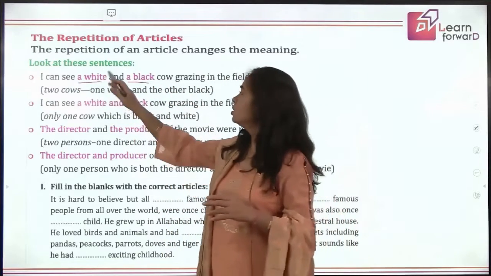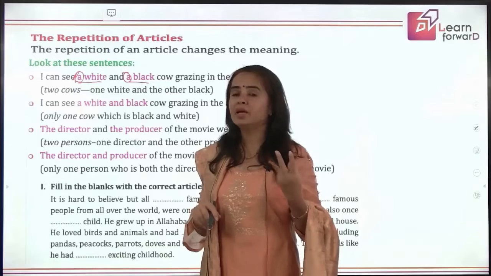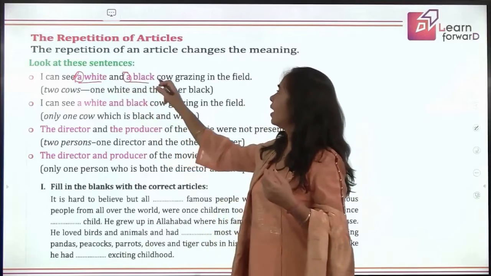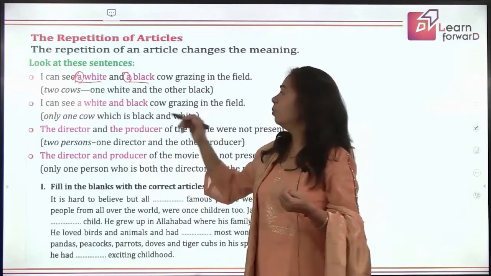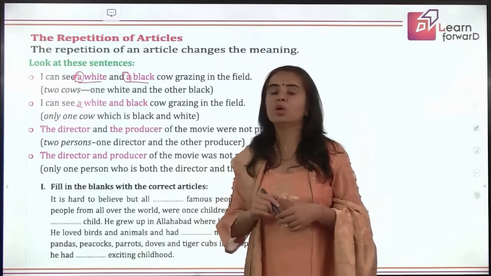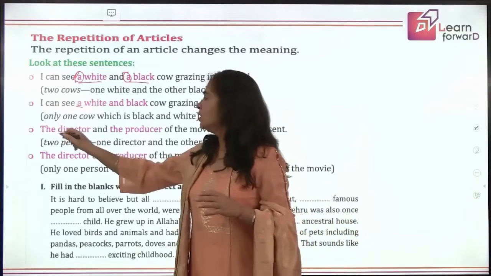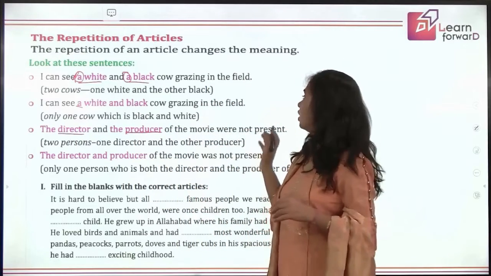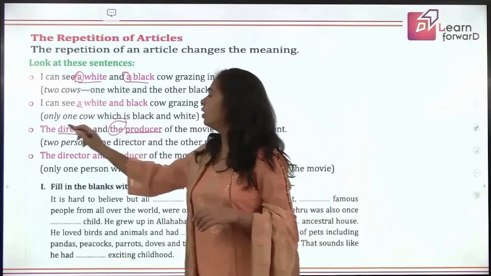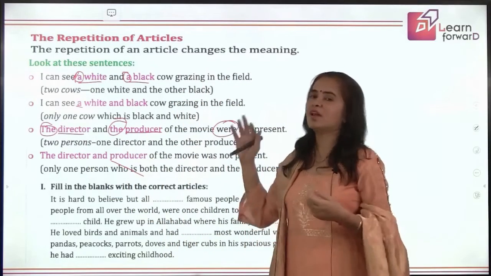So here you see that we are using a here also and a here also. So the article is split. It is repeated. That means we are talking of two cows here. I can see a white and a black cow grazing in the field. So we are talking about two. But if I say I can see a white and black cow grazing, that means now I am talking only about one cow which is patchy with black and white patches. Similarly, the director and the producer of the movie were not present. Why are we using were? Because we are talking of two different people. The director is one, the producer is one. So they are two. So we are using a plural verb here.